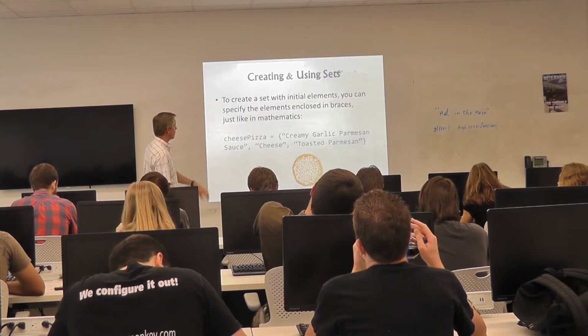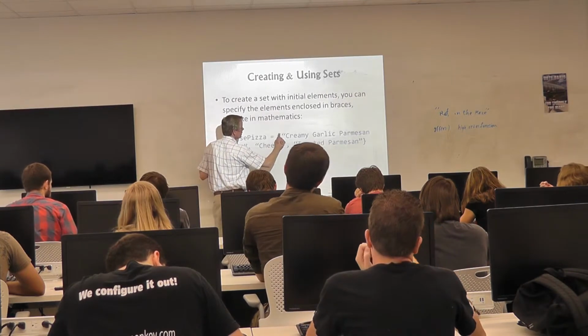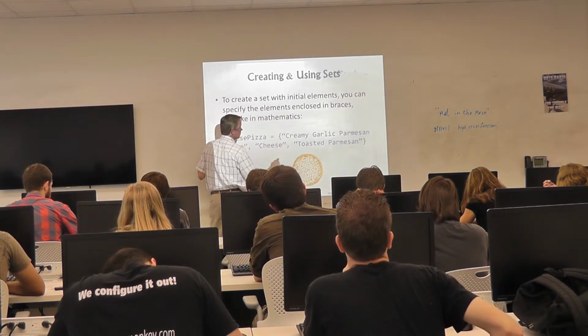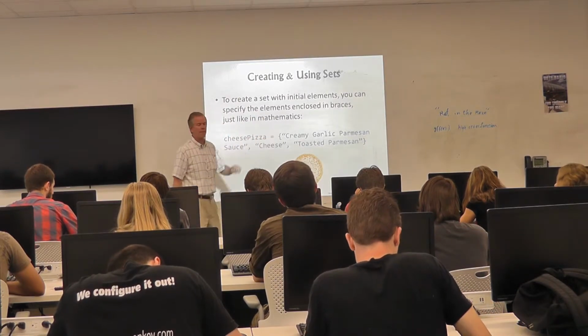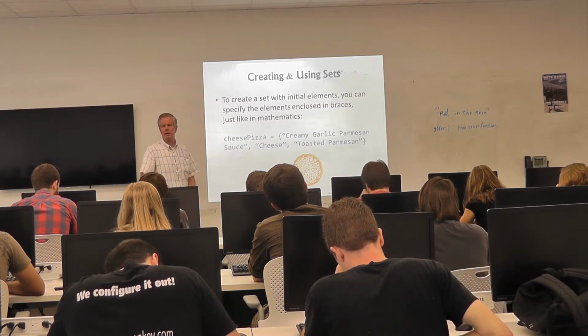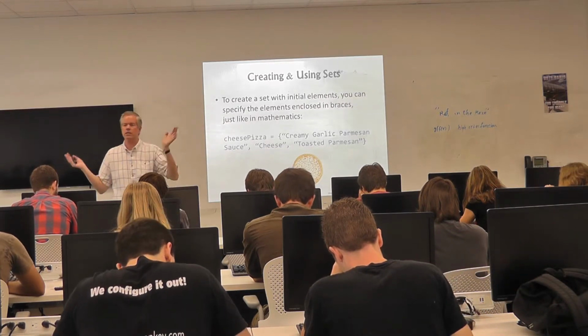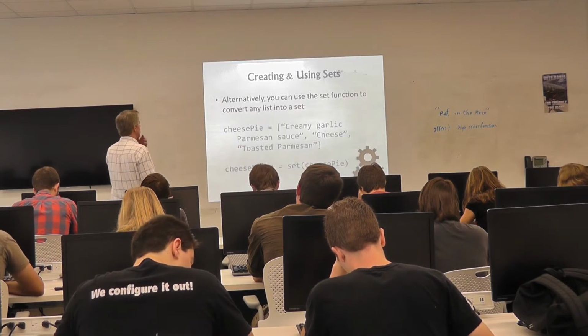And we say, great, I want to create a set that contains the ingredients of a cheese pizza. We use the little squirrely bracket, and we use quotes: creamy Parmesan sauce, cheese, and toasted Parmesan. Bam! I've got a set called cheese pizza. It contains 3 items. I cannot tell you what order it's in, because it's a set, nor do I really care. But I know it has 3 things in it.